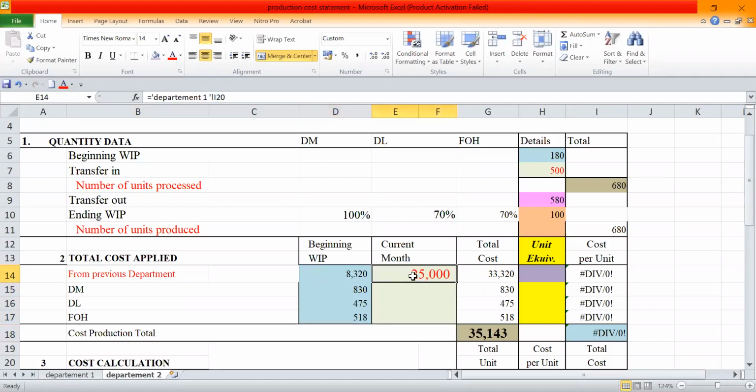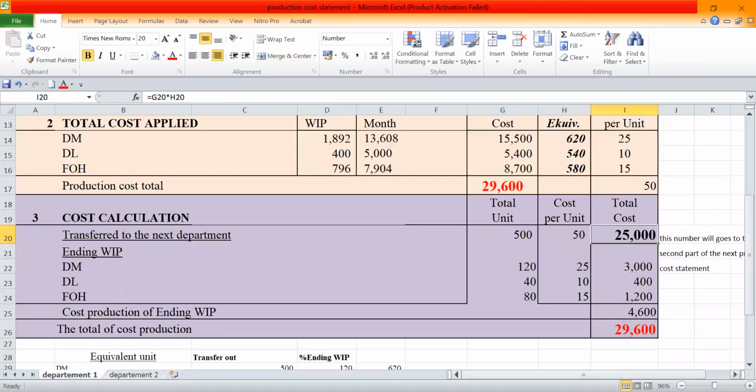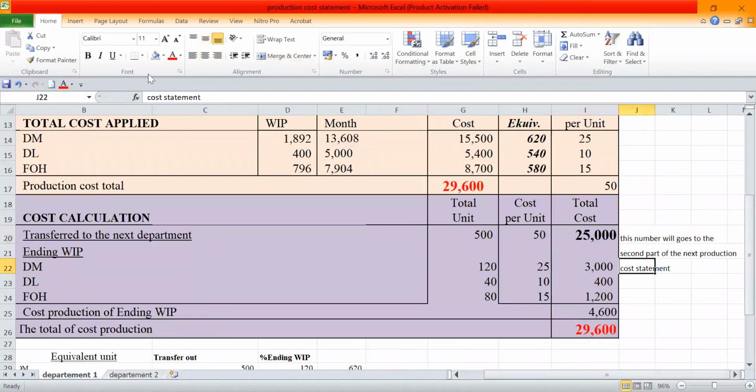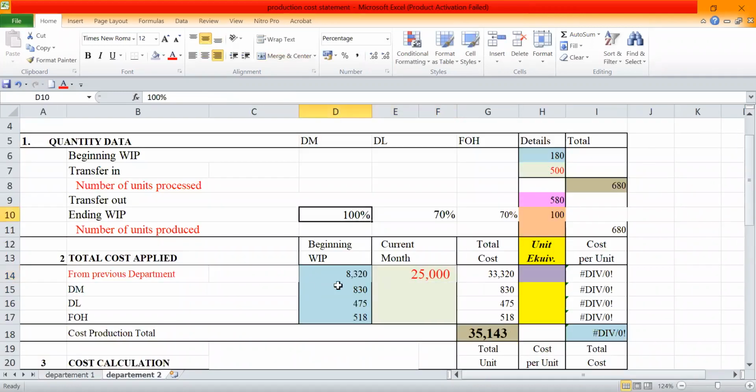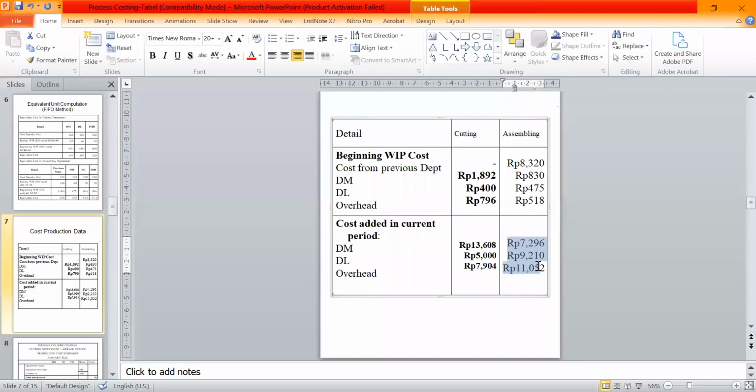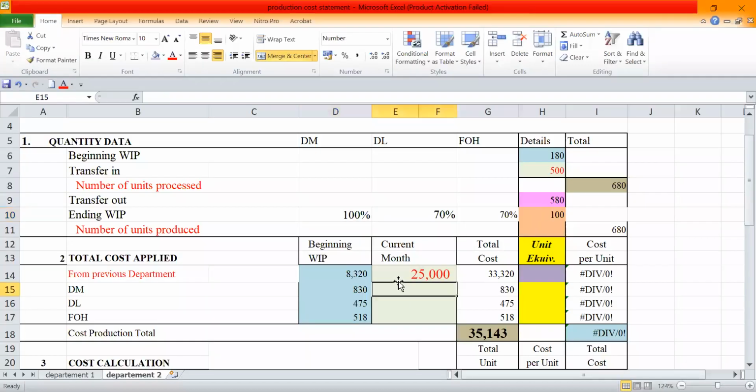And then for the current month from the previous department, we take this number from the previous department. So this is specific to the current month section. Okay, and then for the direct material, direct labor, and factory overhead, again from the problem, this number, right? So we move this number to this column.